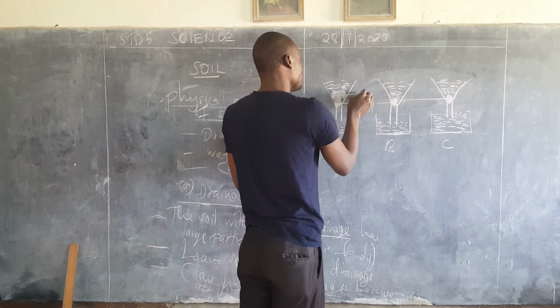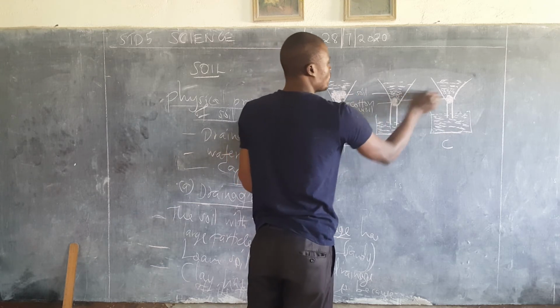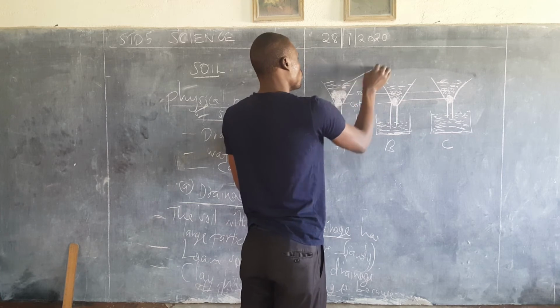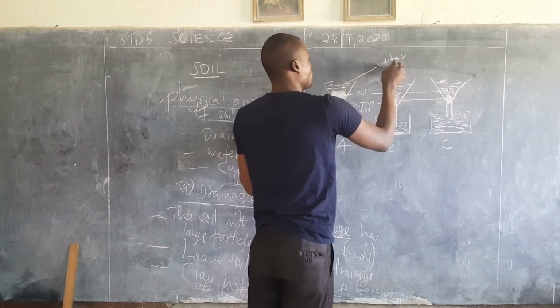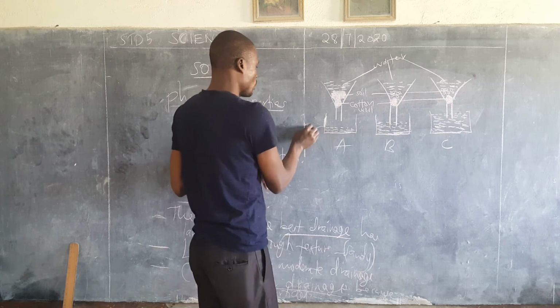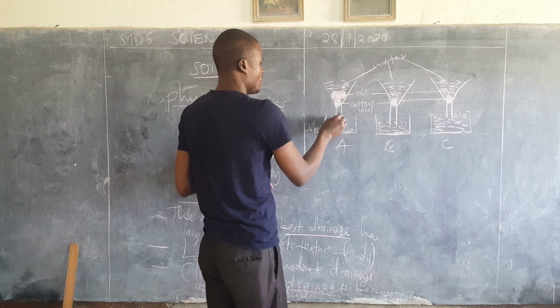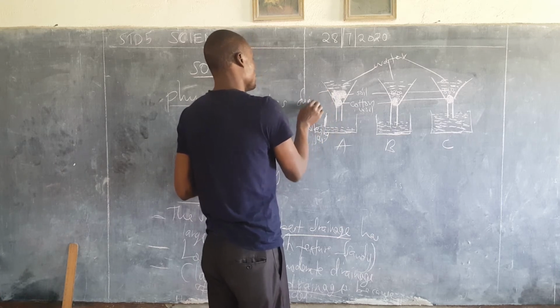Then this one is the soil. This one is soil. Same to this one, same to this one. And then this one is water. Water, even this one is water. So this one is just the collecting jar. And then this one is the funnel.